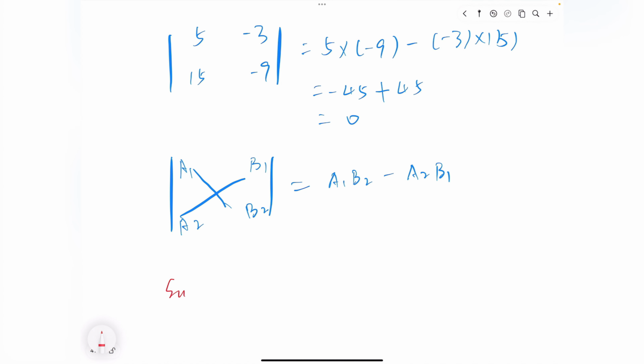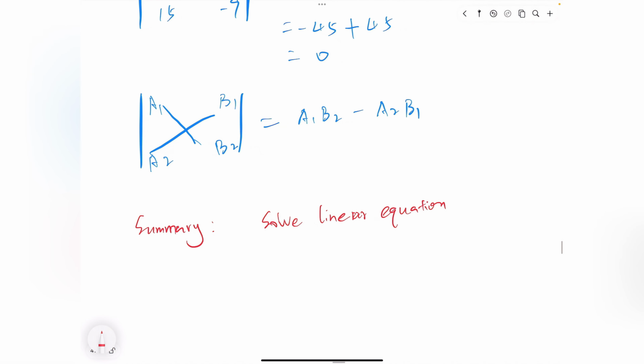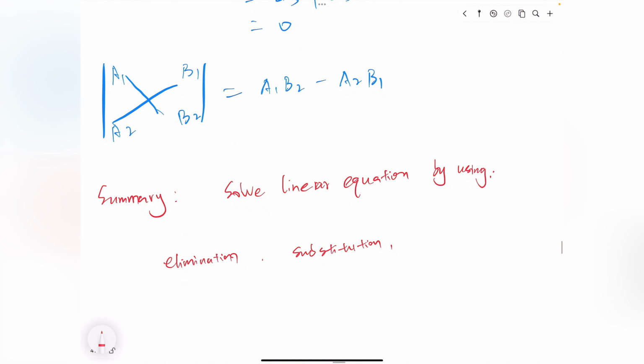Let's do a summary. You can solve linear equations by using elimination, substitution, and by using determinant.